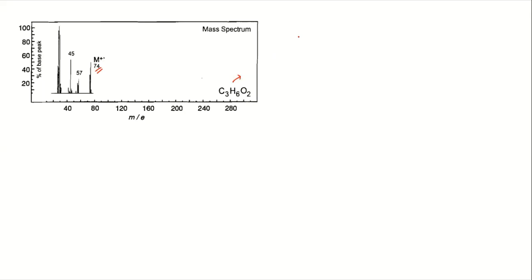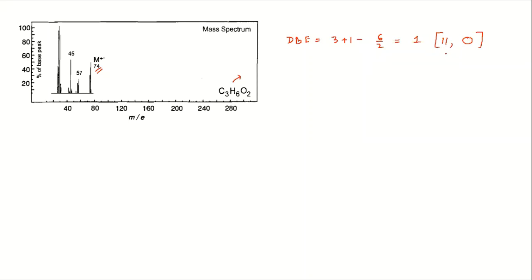You can quickly calculate the double bond equivalence. So can anybody quickly calculate the double bond equivalence? What is the double bond equivalence? So 3 plus 1 minus 6 by 2. So this is again 1. So your double bond equivalence is 1. That means the molecule will have again either unsaturation or cyclic form.